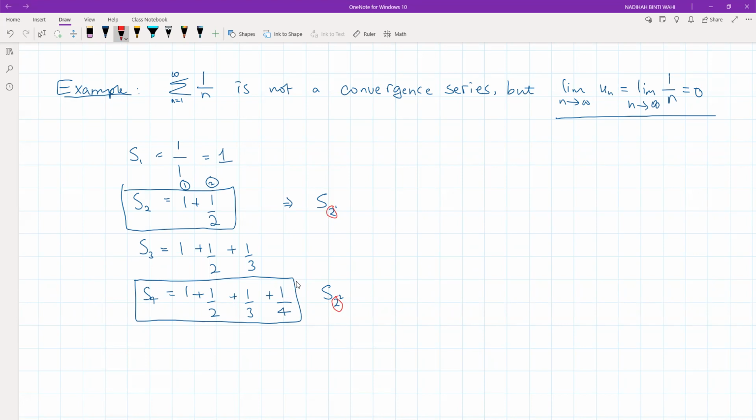Okay. So in this case, S of 2 is bigger than S of 2 to the power of 0. Why? 2 to the power of 0 is 1, so this equals S of 1. Why? 1 plus 1 half is bigger than 1 because you have an extra 1 half over there.